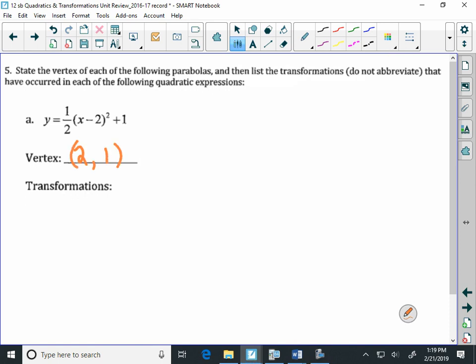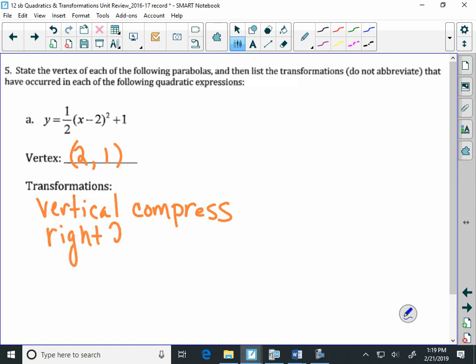1 stays 1. Well, there's three things that are happening here in terms of transformations. The 1/2 causes us to vertically depress. And then again, if you use the vertex, when we change the sign, it shows that we really go right 2 and up 1. The vertex kind of tells you which directions to go if you can't remember.